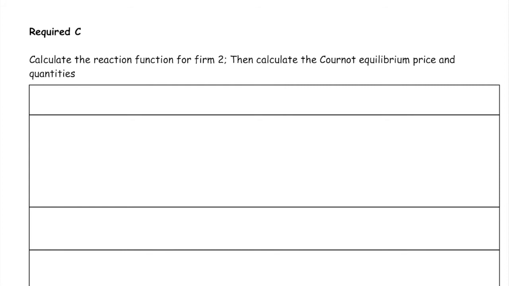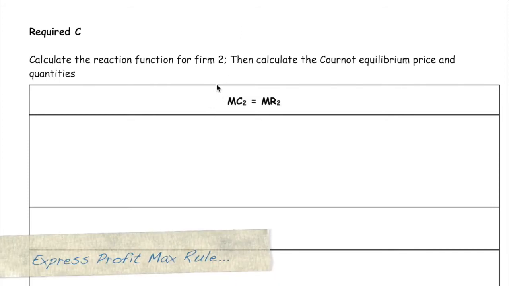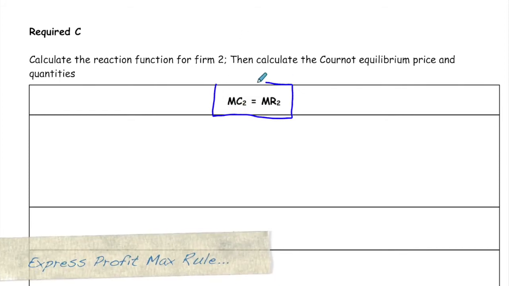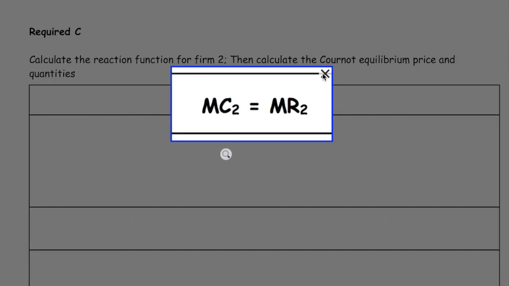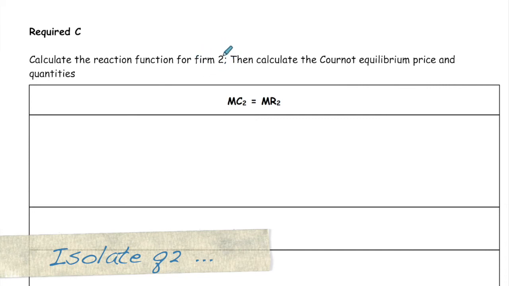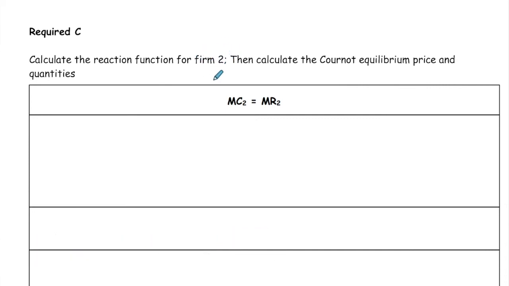Now the way that we're going to find the reaction function for firm 2 is exactly the same way as we did for firm 1. We're essentially going to express the profit maximizing rule for firm 2, which is to produce an output where MC and MR are the same. We're then going to isolate firm 2's output, so we're going to put Q2 on one side of the expression, and then we're going to try to tackle the latter half of the question.